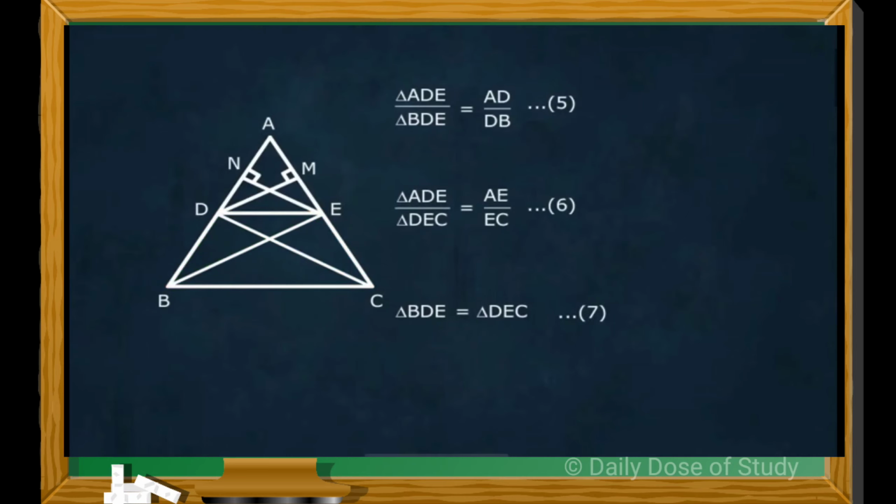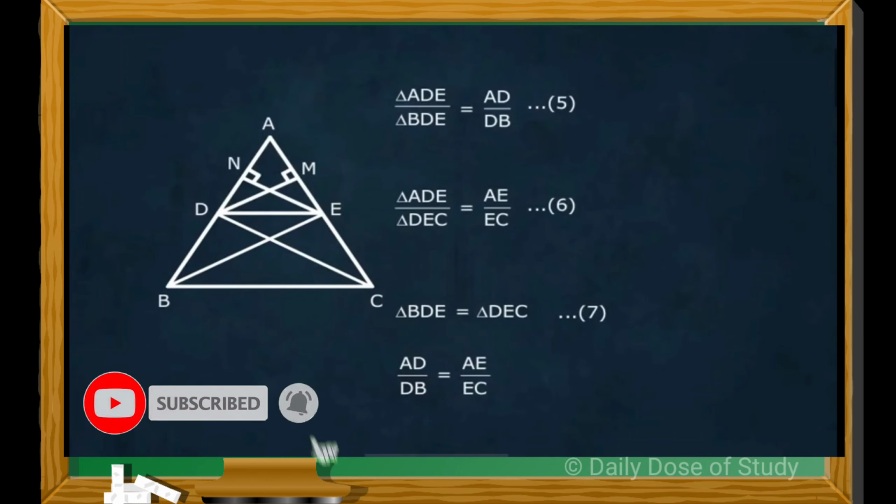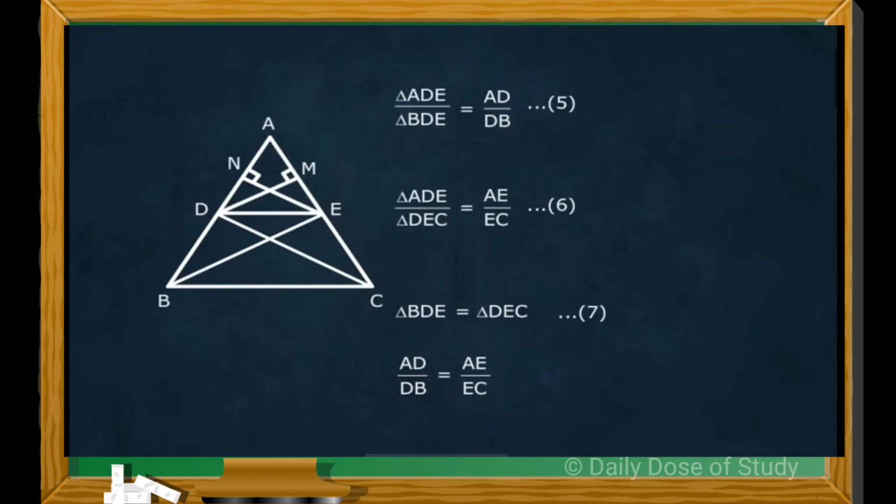Now from our equations 5, 6 and 7, what do we get? AD by DB is equal to AE by EC. And that's exactly what the basic proportionality theorem says. And also, you know, the converse of this theorem is true. Now don't expect me to prove that for you. That's your homework.